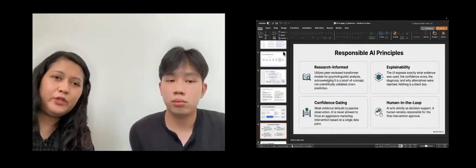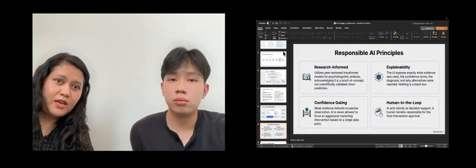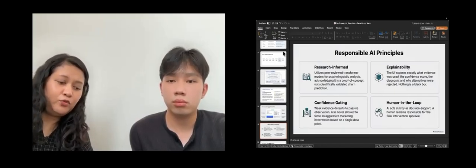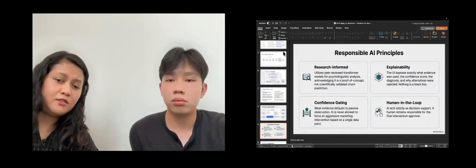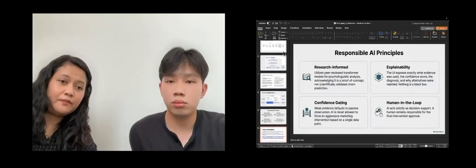So when we create AI machine thinking, we have to come up with a responsible AI principle too, as we have to take care of customer privacy and, of course, safety.